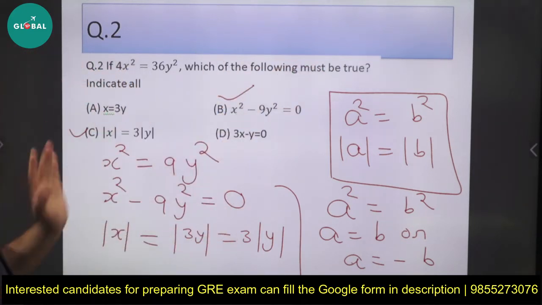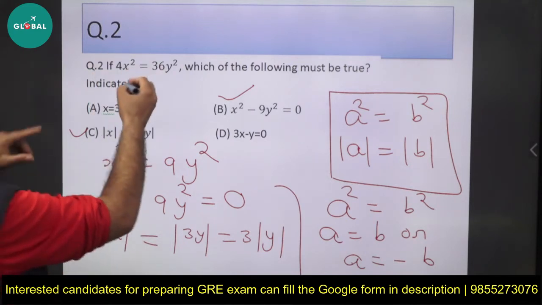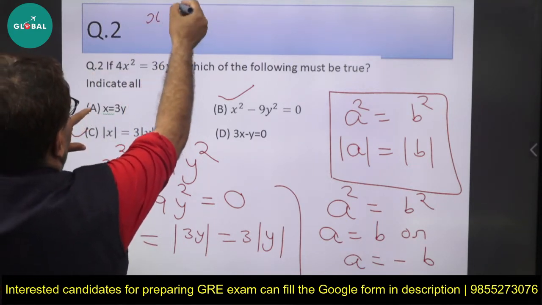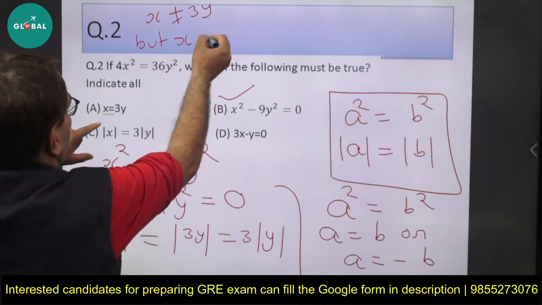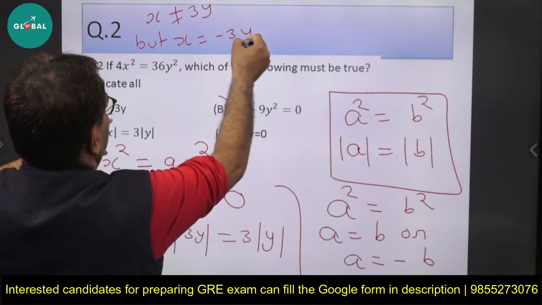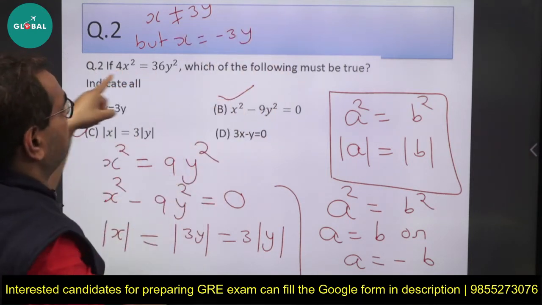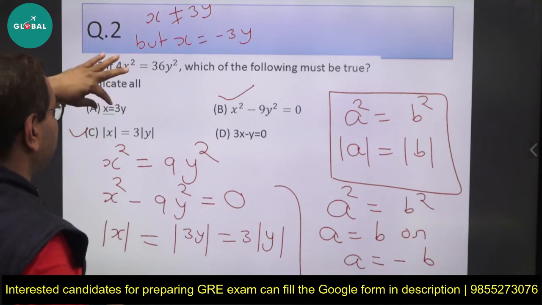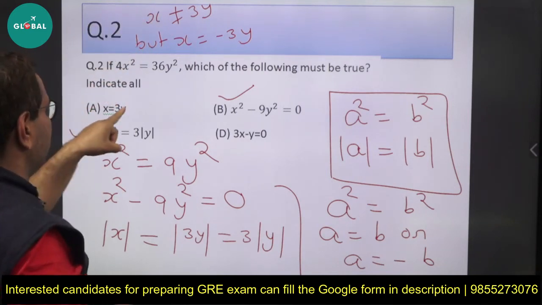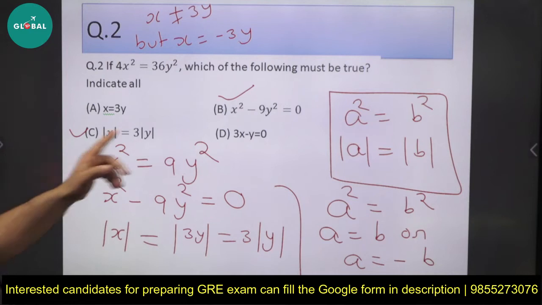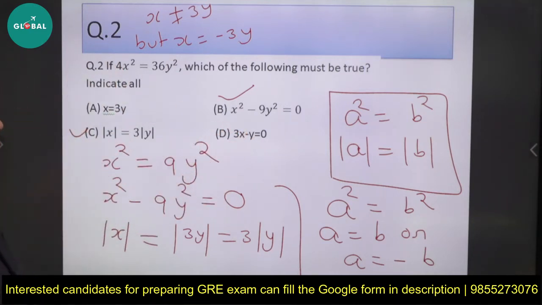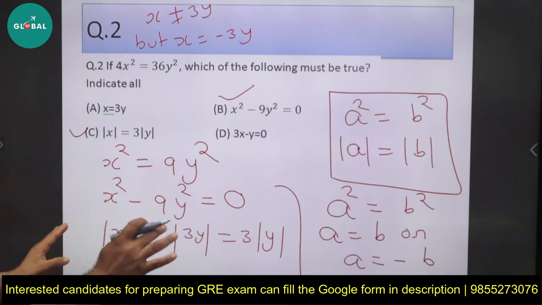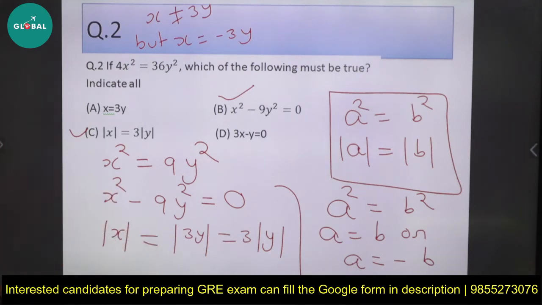So this is not the must be true condition, because if x is not equal to 3y but x is equal to minus 3y, then also we can get this relation true. So without this we can get this true. So this is not a must condition, because it is not satisfying this equation. So here B and C are the final answers. We will tick these two options in the exam.